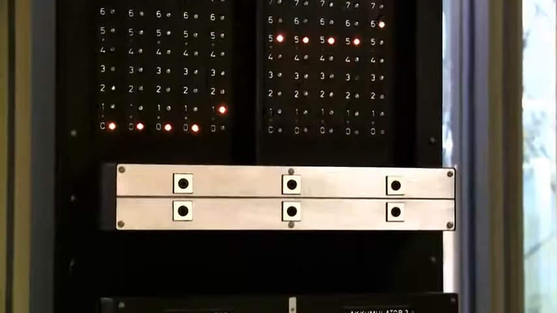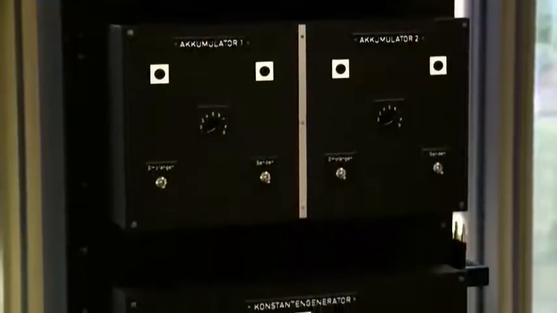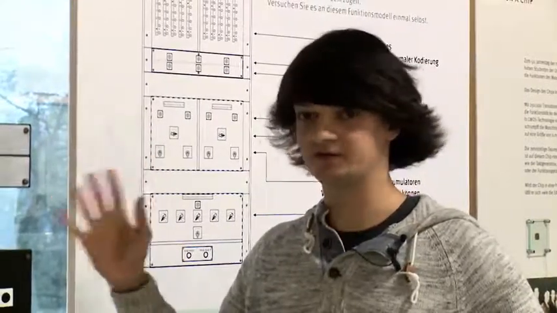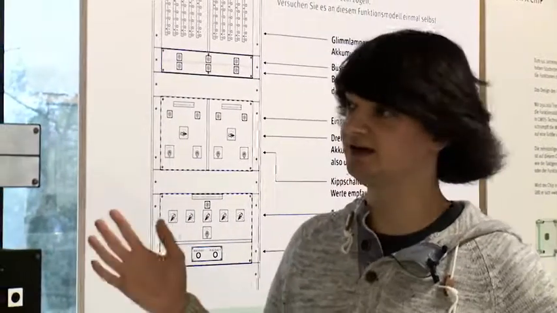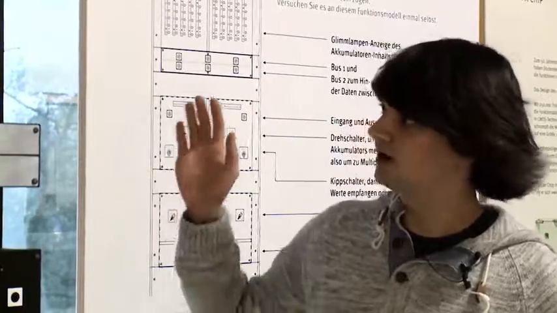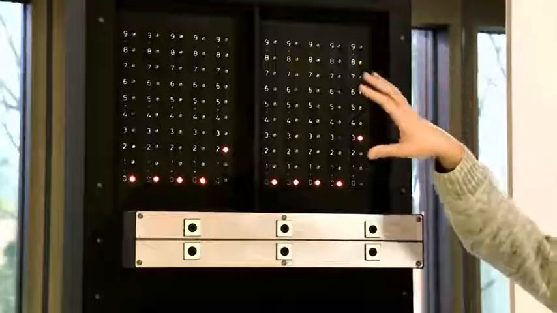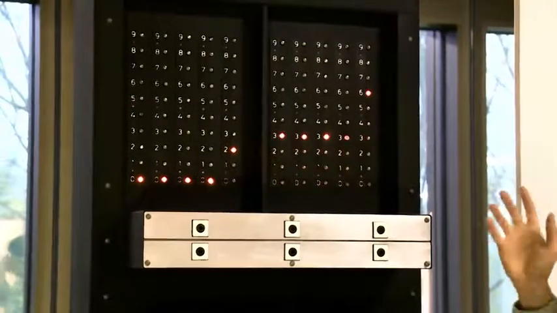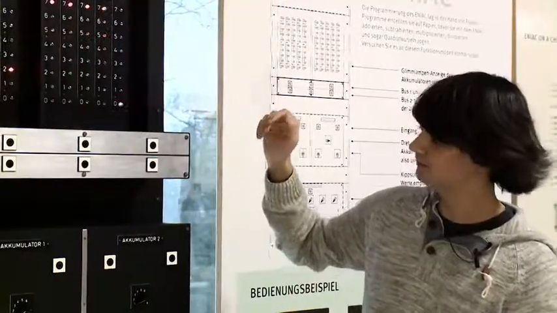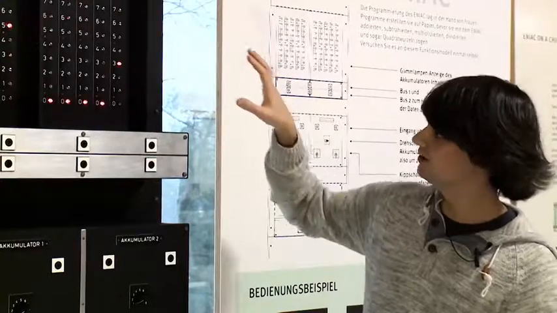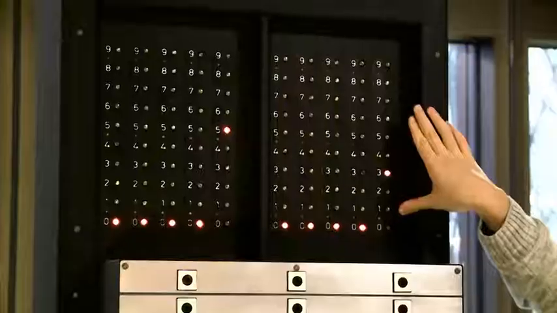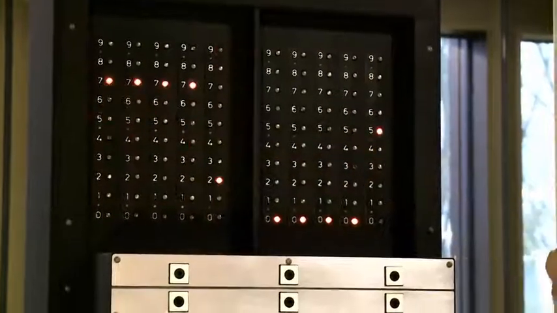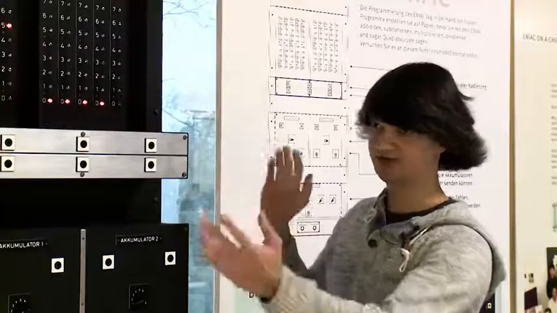So what we have here is a simplified module of the accumulator, which was one of the main parts of the complete ENIAC. We have two accumulators in one housing so that we can actually do some calculations with it. It's constructed as follows: we have one accumulator here with 5 digits and a second accumulator with 5 digits, instead of one with 10 digits.